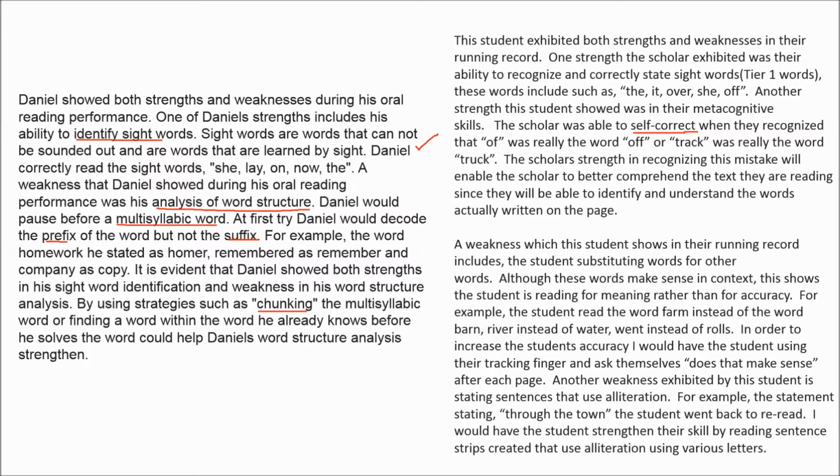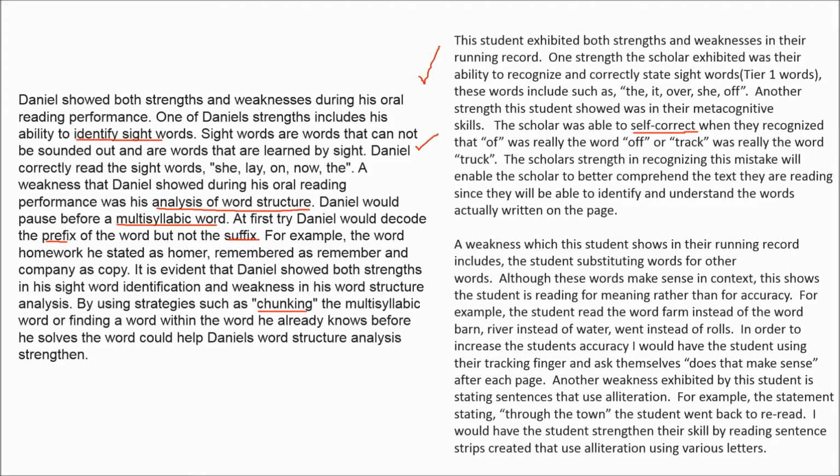The scholar's strength in recognizing this mistake will enable the scholar to better comprehend this text they read, since they're able to identify and understand words actually written on the page. That's really good. Supports it, well structured, gives examples. And here she has two. Let's look at the weakness.